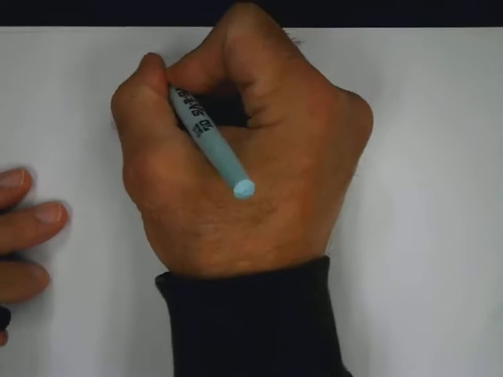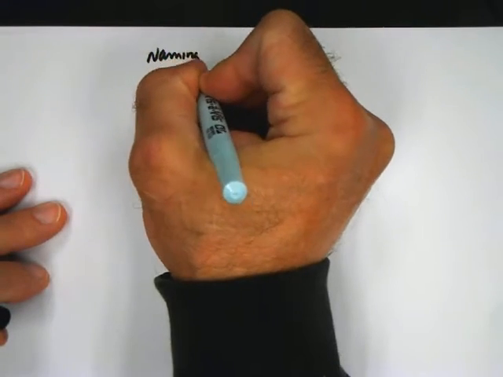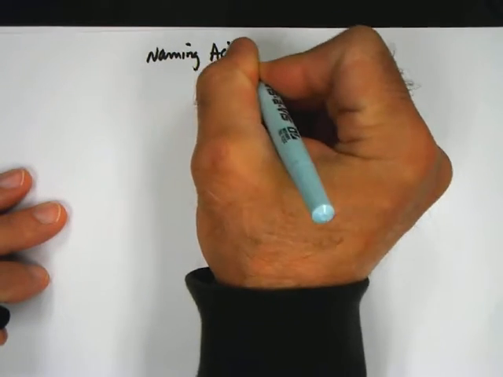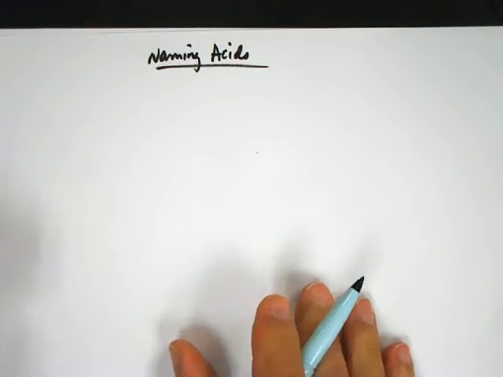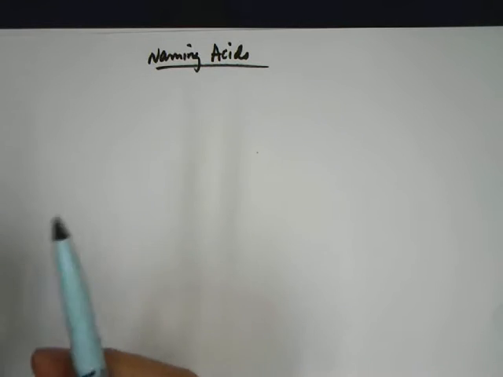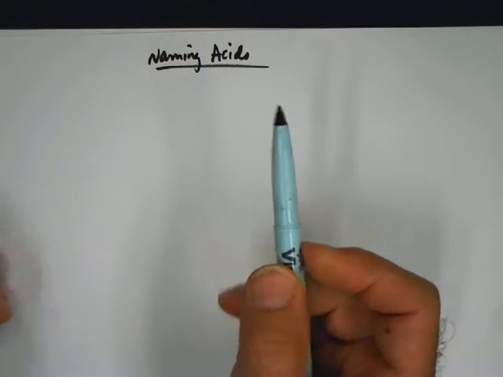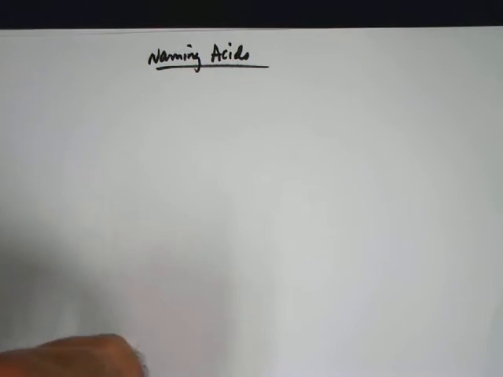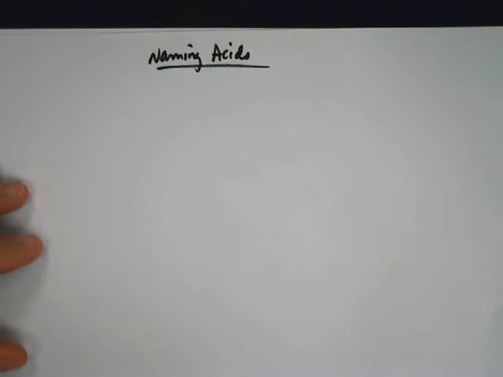Okay, now we have two different naming systems for acids. One is if the acid does not contain oxygen, and the other one is if it does. The best way, I think, to get a grip on this is to look at some examples. So let's look at an example, HCl.